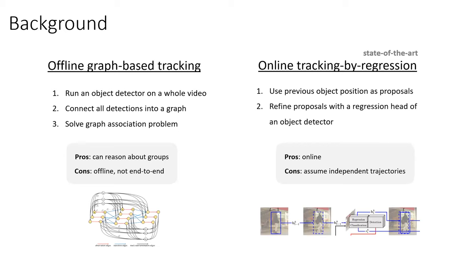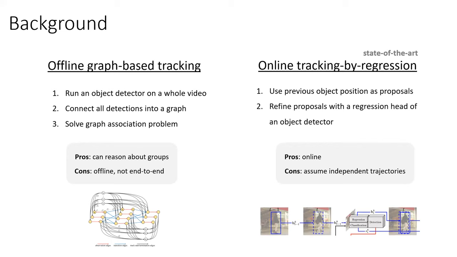So a little bit of background. Generally, we have two families of methods. The first one is classical offline graph-based tracking, and it can essentially be summarized in three steps. You first take your favorite object detector and apply it to the whole video, so you obtain a set of detections for each frame. Then you somehow connect these detections into a graph, and how you do that is a design choice.